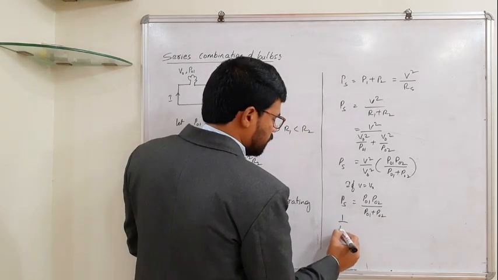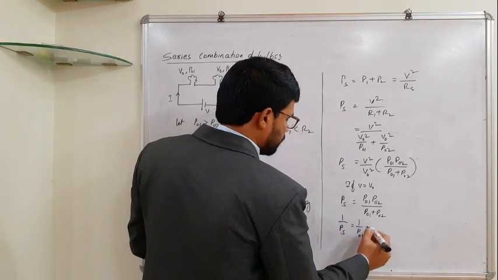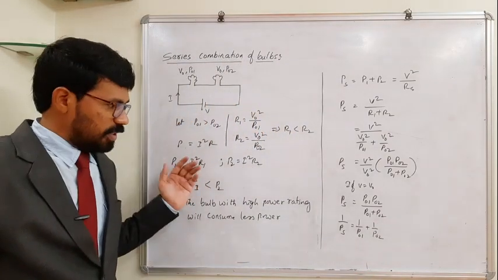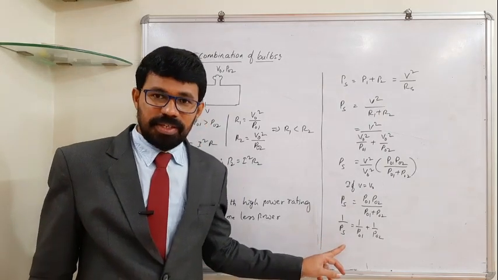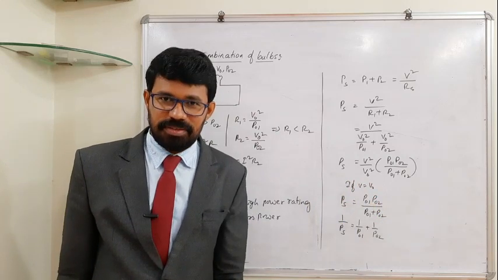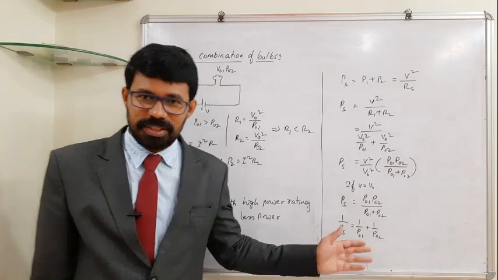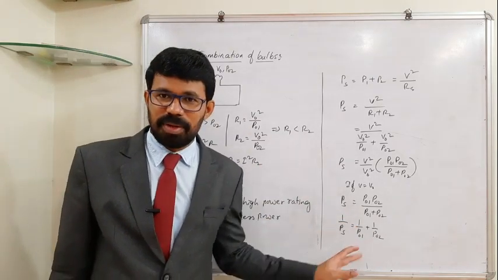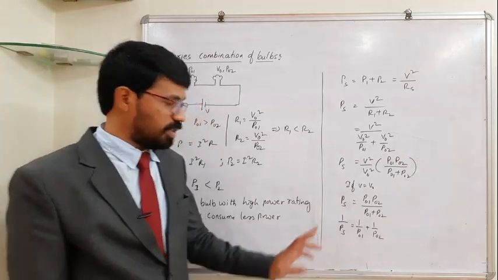Or you can write it like this: 1 by PS is equal to 1 by P01 plus 1 by P02. In the series combination of bulbs, the effective power consumption resembles the effective resistance of a parallel combination, where we write 1 by Rp is equal to 1 by R1 plus 1 by R2 and so on. So here in the series combination, we are getting this kind of equation, 1 by PS is equal to 1 by P01 plus 1 by P02. This is the expression for power consumption.